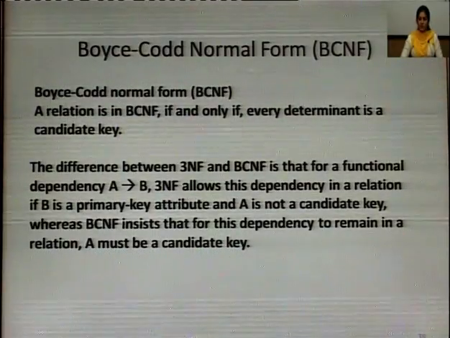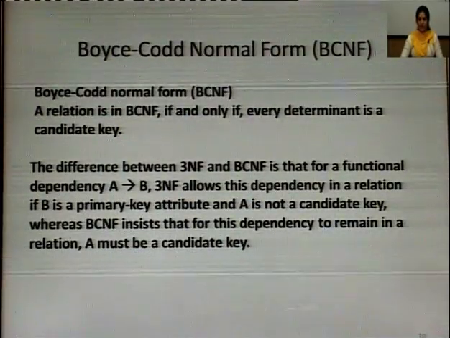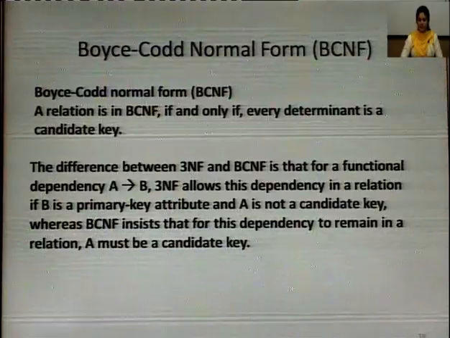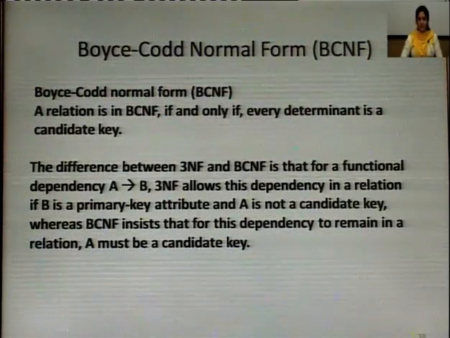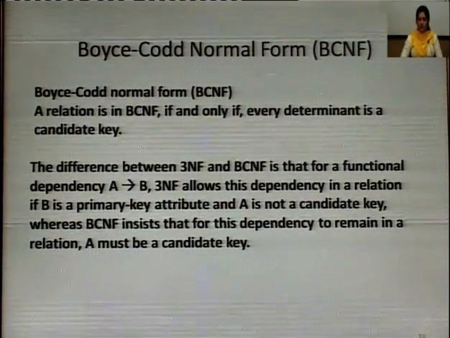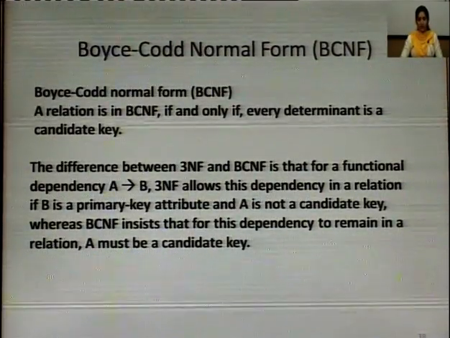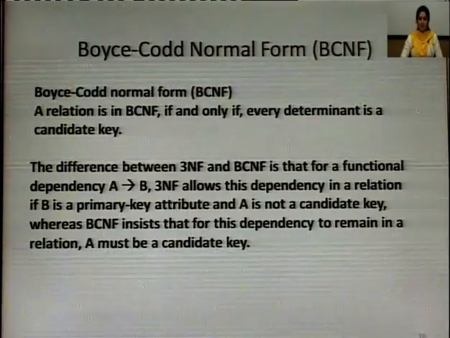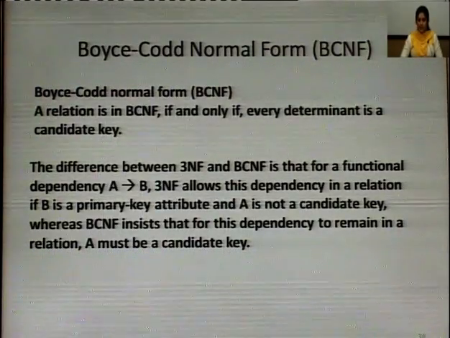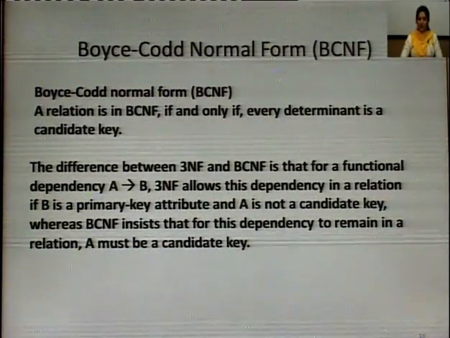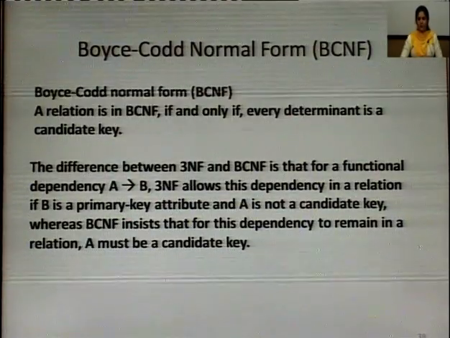The difference between 3NF and BCNF is that for a functional dependency A belongs to B, third NF allows this dependency in a relation if B is a primary key and A is not a candidate key, whereas BCNF insists that for this dependency to remain in a relation, A must be a candidate key.